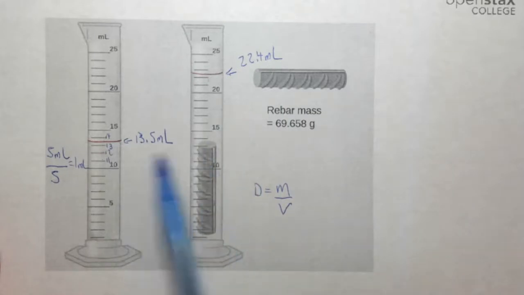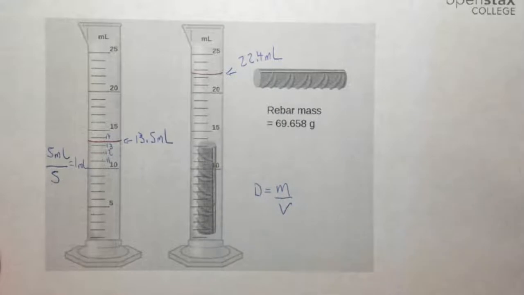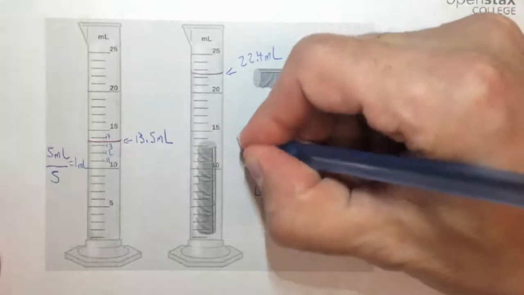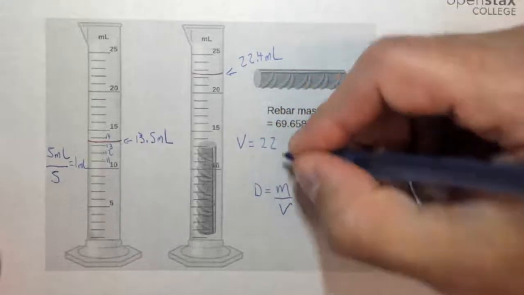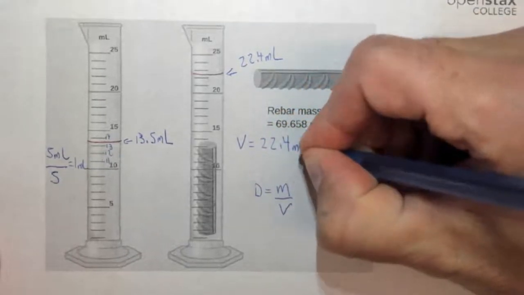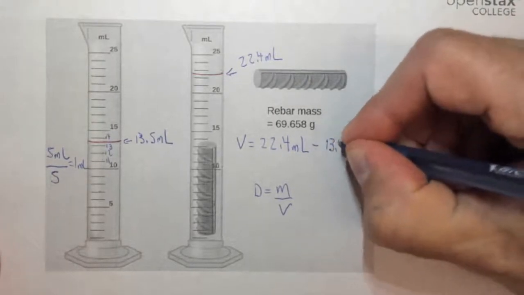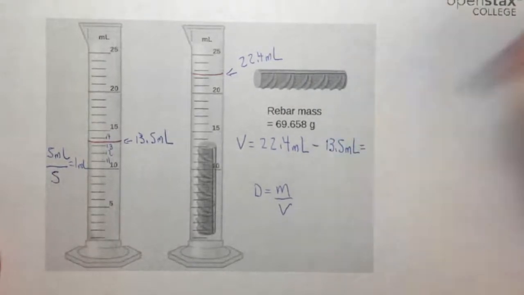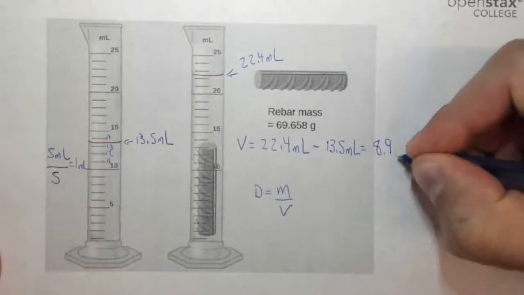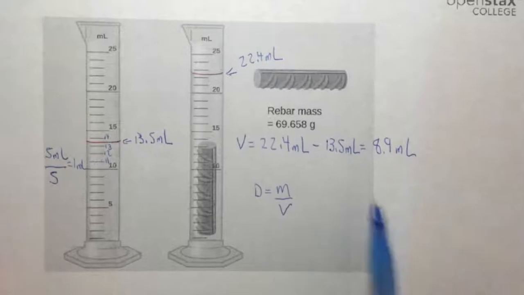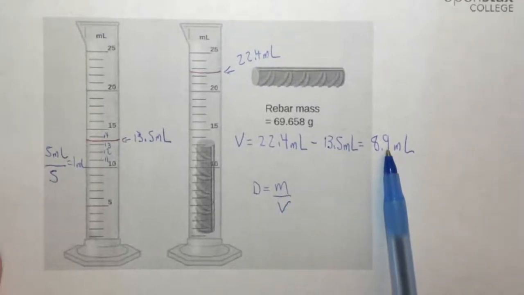So now I've found my two volumes. So the amount that this volume of water went up is exactly equal to the volume of this piece of rebar. So volume of the rebar equals 22.4 milliliters minus 13.5 milliliters, which is equal to 8.9 milliliters. Now, this is what I would get from the calculator. Let's see if the sig figs are right.